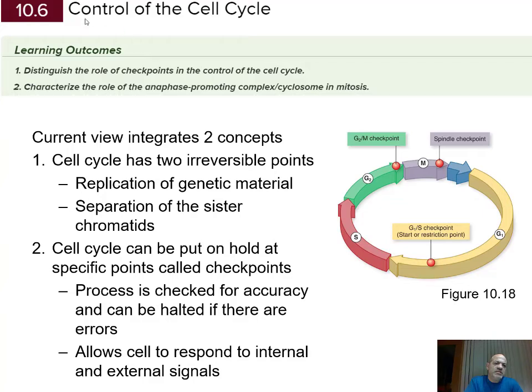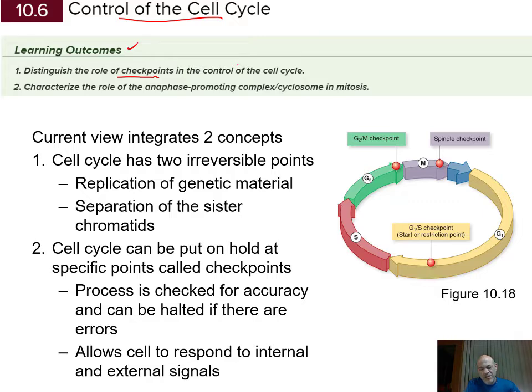In this section, we're going to look at control of the cell cycle, and your learning outcomes here are to distinguish the role of checkpoints in the control of the cell cycle. So there's going to be three main checkpoints. You're going to need to be familiar with what's being checked at those points.